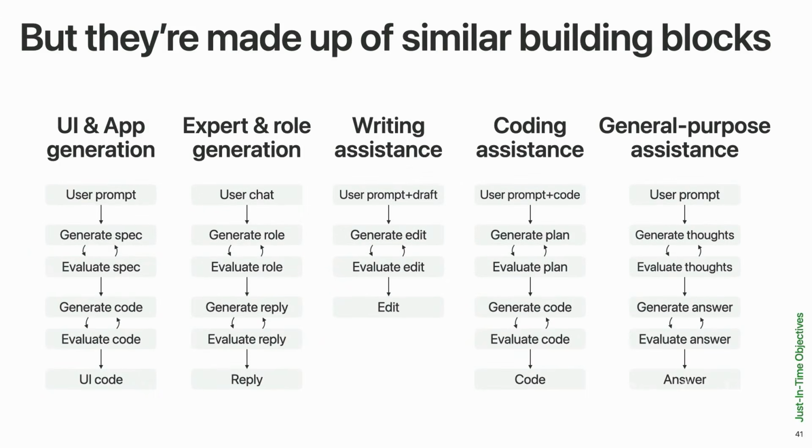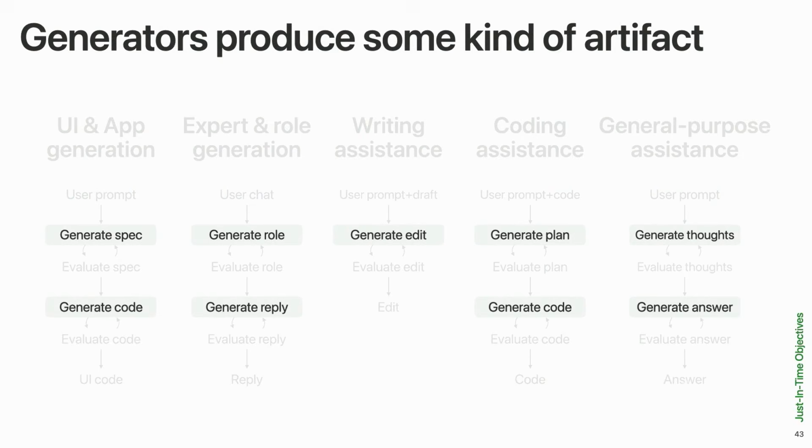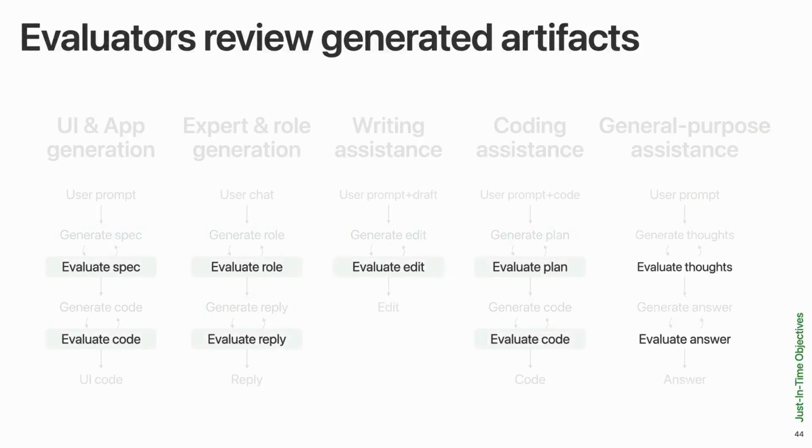But when we look across these, they're made up of some similar building blocks. There's some sort of prompt coming in from the user, of course, and there's generators that are responsible for producing some type of artifact, whether that's a specification for a UI or a plan for writing code. And often there are evaluators in the loop that are judging this content, like LLM as a judge scoring or open-ended feedback that's used to iterate further on further generations.